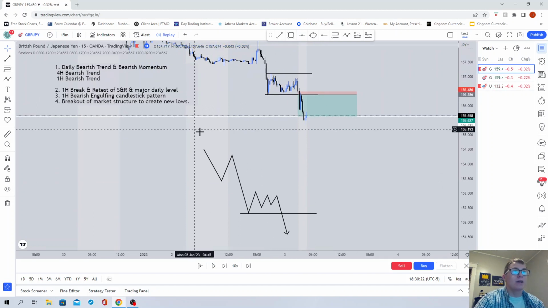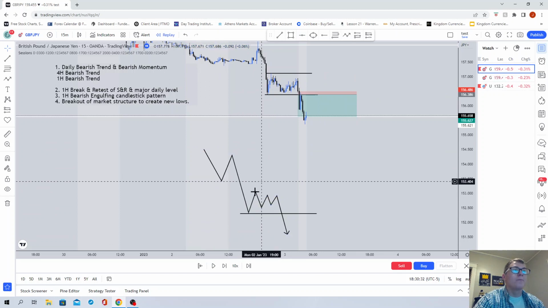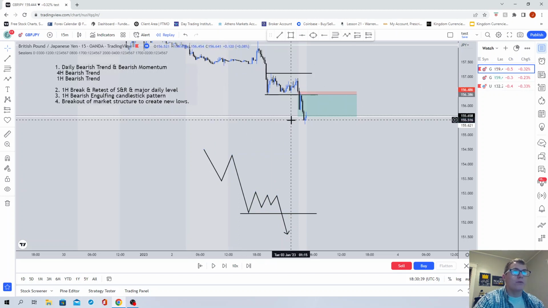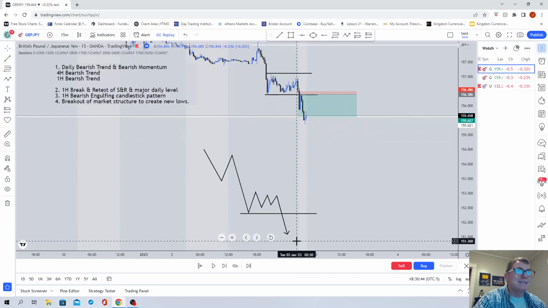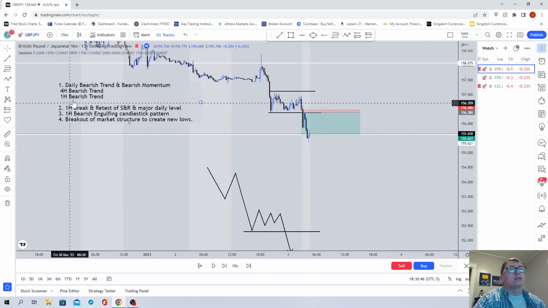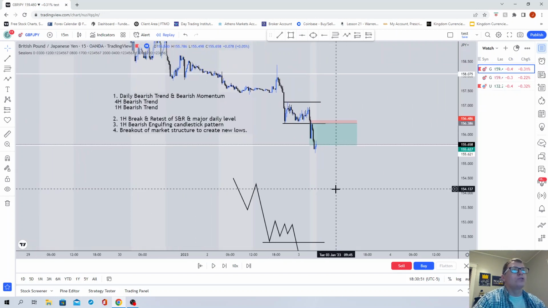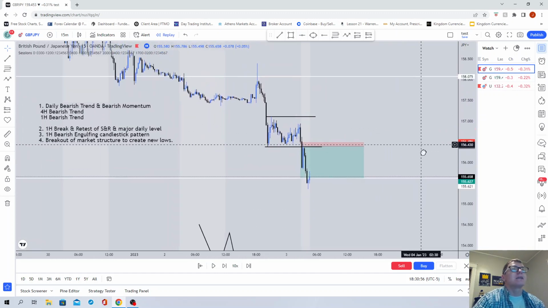It's the exact same. So we have this extension, this is the pullback up into here, and then we have the extension lower, which is right here. We have a slight pullback to here, not quite all the way up into that level. So I'm either waiting for price to pull back into here to take sells, or I'm just taking the pure breakout, which is what I did. So I took the breakout of market structure to go on and create new lows inside of this bearish trend, and inside of this bearish trend, and inside of this bearish trend. So that is how you're using multiple confluences to find these grade A, really nice setups.